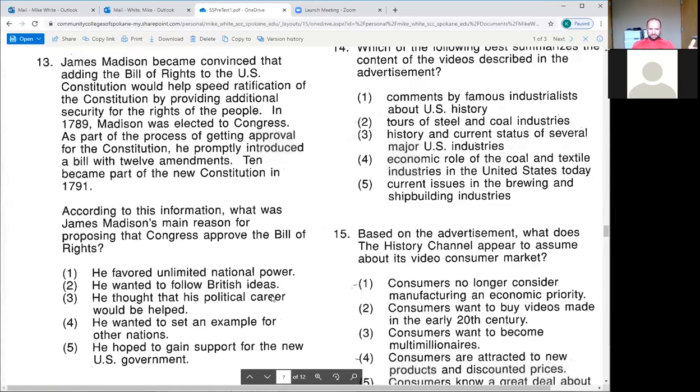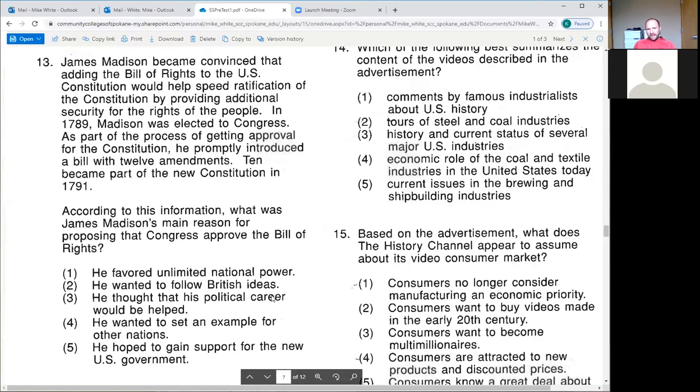So we didn't want to follow their ideas. We wanted to create our own ideas. So 1 and 2 I would throw out right away. So 3, 4, and 5, he thought that his political career would be helped. Now, knowing politicians, that probably entered his mind. I mean, I would think, right? But chances are that's probably not the right answer to this question.